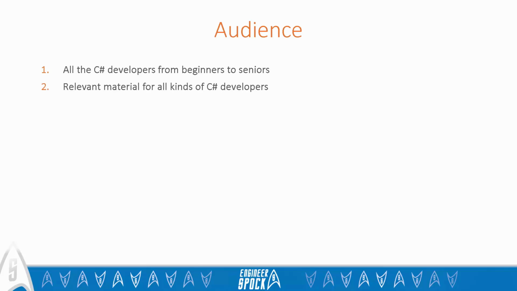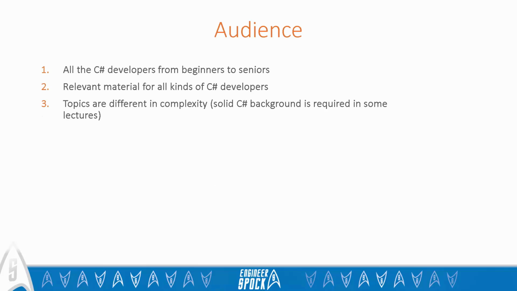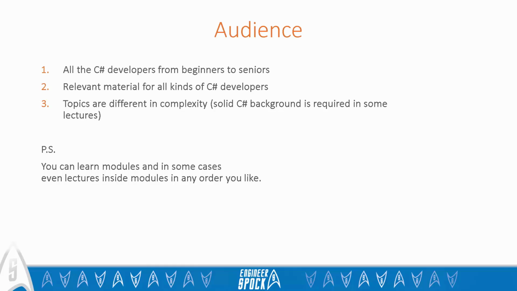This course is aimed at all C# developers from beginners to seniors. Topics which are covered in the course are relevant for all kinds of C# developers, since all developers design and implement APIs. The topics' complexity is very different. There are plenty of very simple topics, and at the same time, there are topics which require from you a solid C# background. You are not forced to watch the whole course sequentially. On the contrary, if you are an expert, feel free to skip the topics you understand very well.